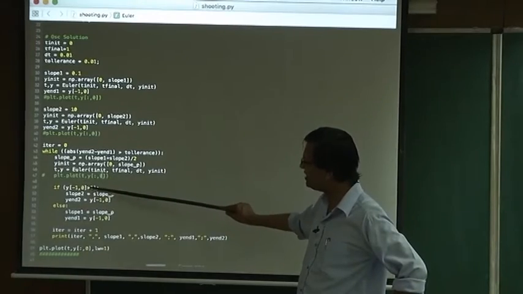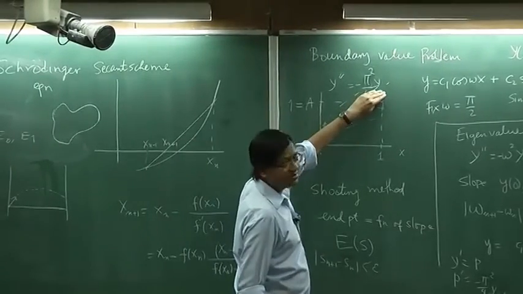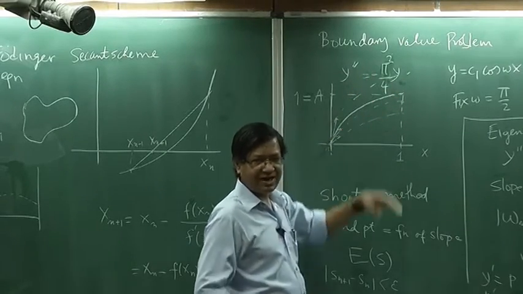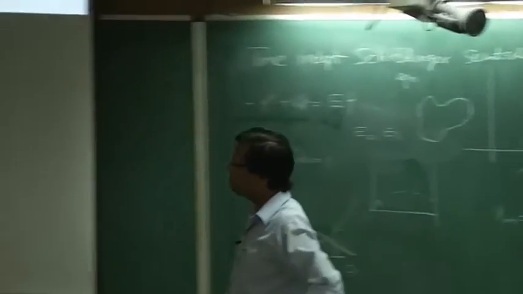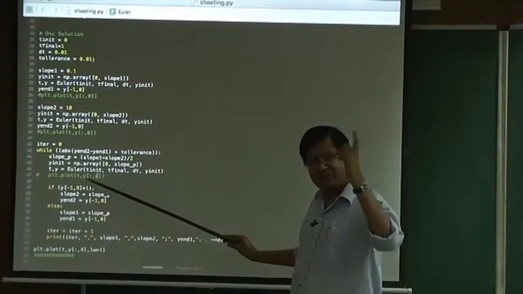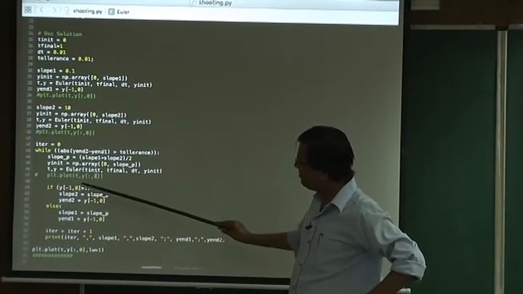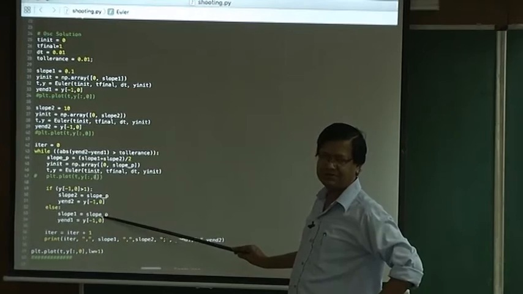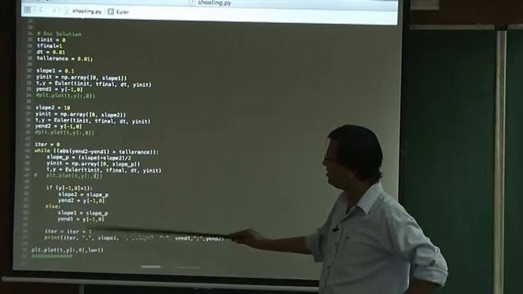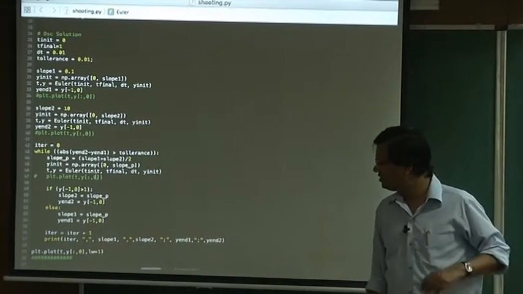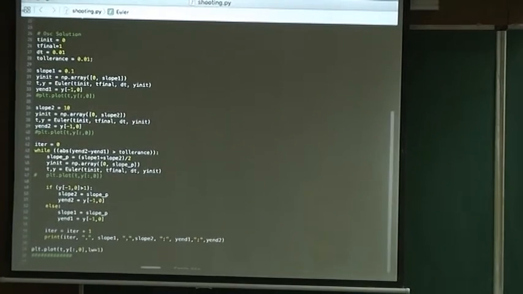Now, I see whether the end point is greater than 1. If this mid slope takes me here, then this should be the slope on the right side of the solution. So, in that case, my slope 2 will be slope p. Slope 1 remains unchanged, but slope 2 has changed. But if y minus 1 is less than 1, else the slope 1 will be replaced by slope p, and I iterate this, and we should converge. I also print it, and once we converge, we have the answer. Okay, so let us run it and check.